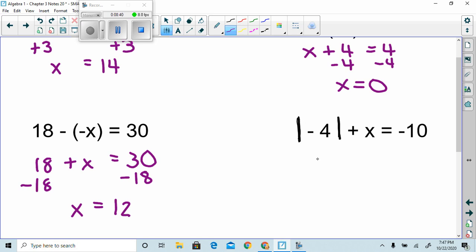Absolute value of negative 4 is 4. Remember, we simplify any expressions before we do any inverse operations. We'll go ahead and subtract 4 next, and I get x is equal to a negative 14.